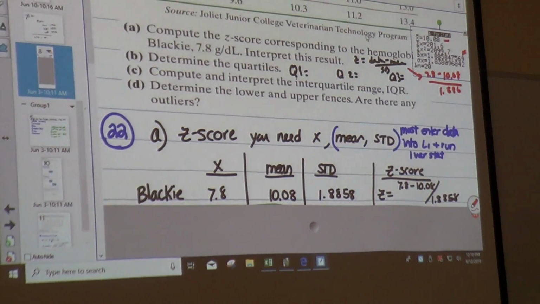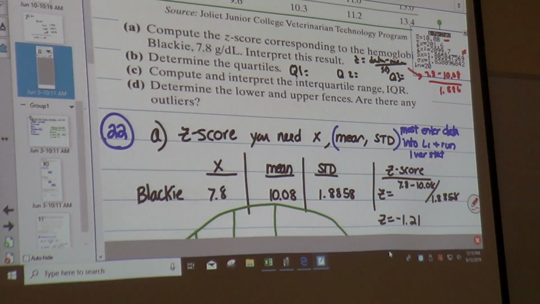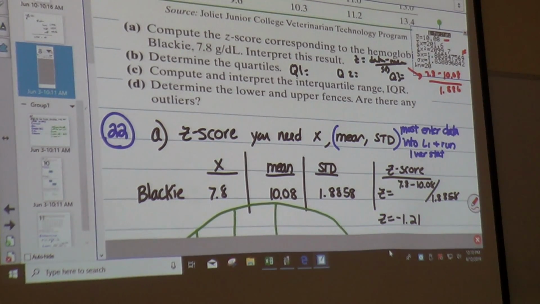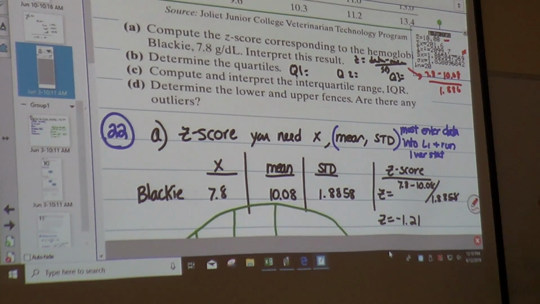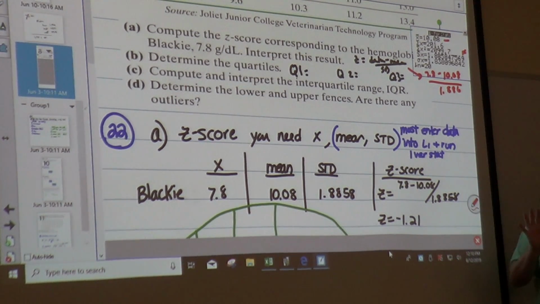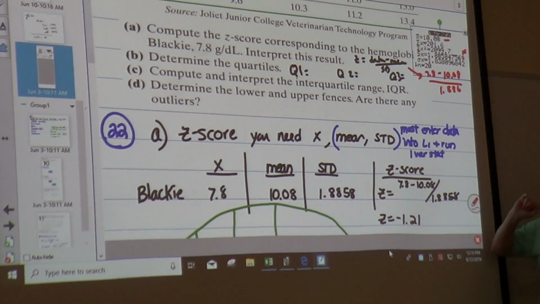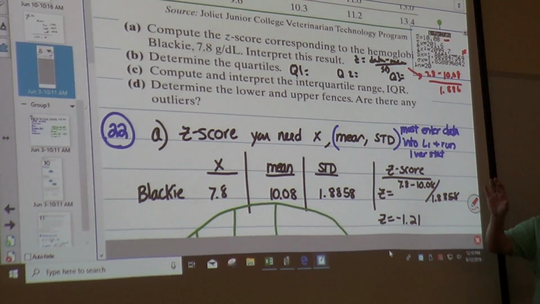Do you have to carry the decimal points? Like, I only did 1.8 as my standard deviation. Will it throw off your z-score? I usually go 2 or 3 places after. Your test is all multiple choice. Okay, so it won't really be a question. I got negative 1.27, but I think it's because you rounded. Yeah. I would go like 3 or 4 places just to make sure.